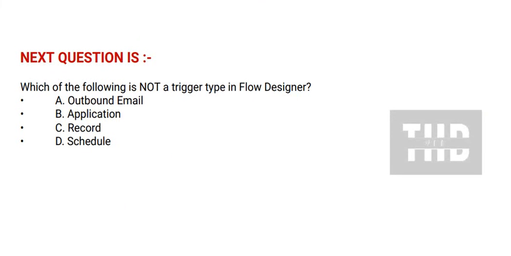Next question is, which of the following is not a trigger type in Flow Designer? Option A. Outbound email. Option B. Application. Option C. Record. And option D. Schedule. And the correct answer is option A.